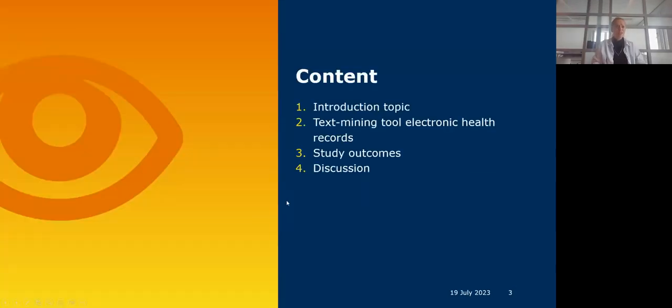So first, this is what I want to discuss with you: an introduction into the topic. Then I will explain a bit more about the text mining tool I used, how it worked, and what I did with it. Then I will take you through all my study outcomes. And in the end, I hope there will still be some time for discussion, and I also have some discussion points. So I'm curious what you will think of those.